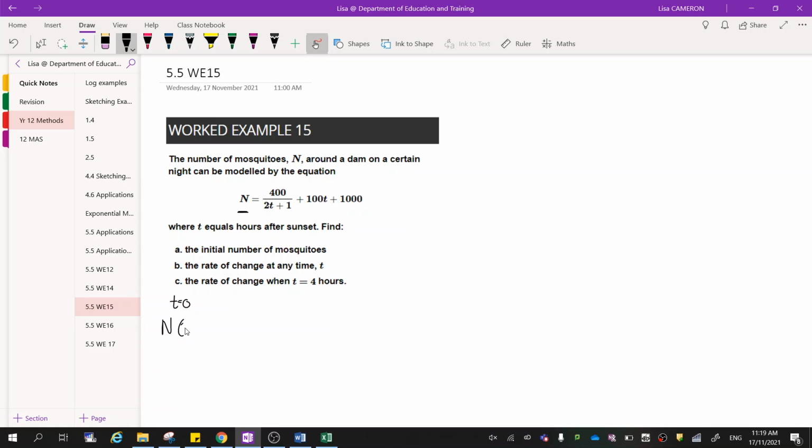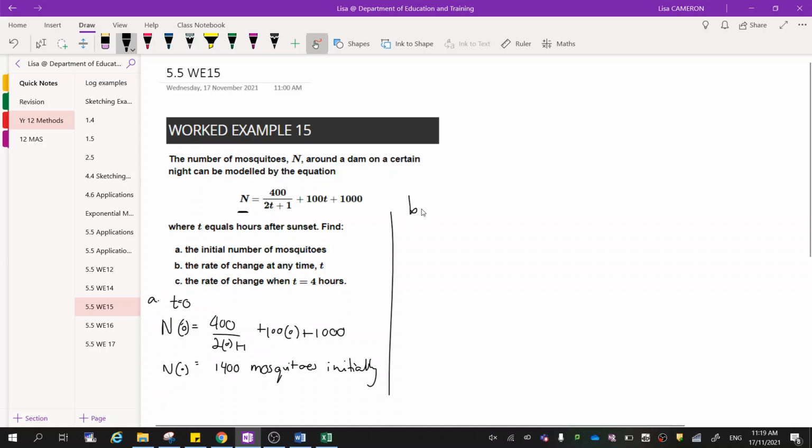So N, substituting in 0, is equal to 400 over 2 times 0 plus 1, plus 100 times 0 plus 1,000. Now I could do this without a calculator. 2 times 0 makes 0, so I've got 400 divided by 1, which is 400, plus 0 plus 1,000, so it's 1,400 mosquitoes initially. Okay, so that is A.